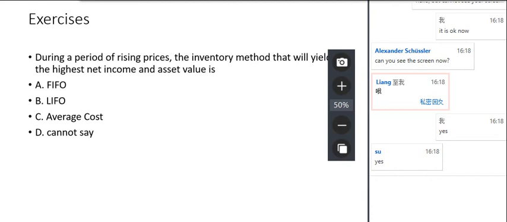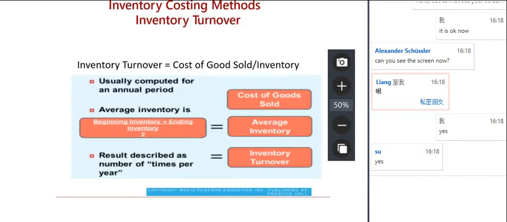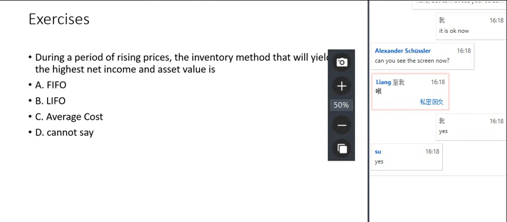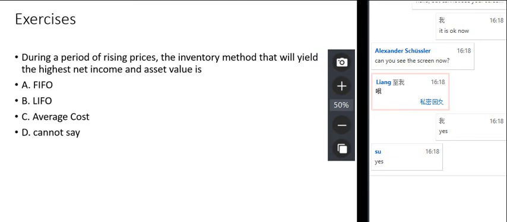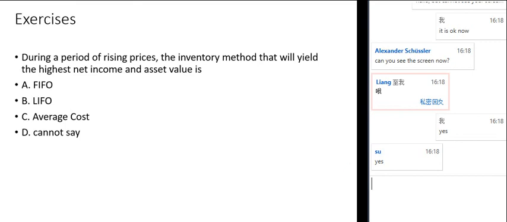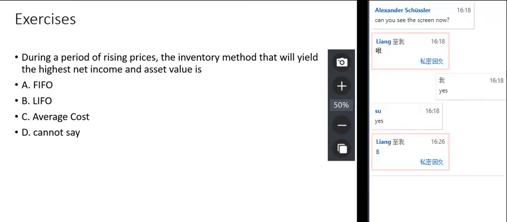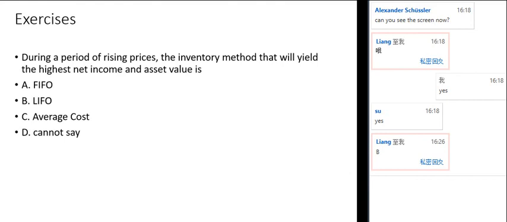Okay. So if there are no questions here, then we can go on and look at certain exercises. First of all, you read the exercises and then you tell me your answer. So this is the first exercise. Take a minute, think about the answer and then tell me your answer. This exercise is about inventory methods and which of those gives the highest net income and the highest asset value in times of rising prices. Think about it for 2 minutes and then tell me your answer.